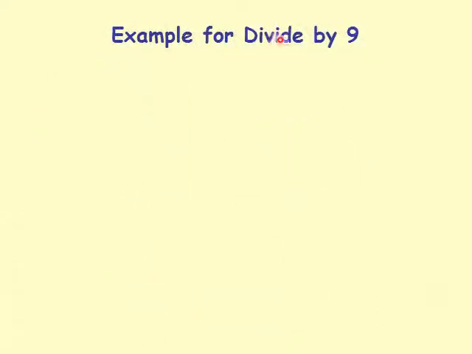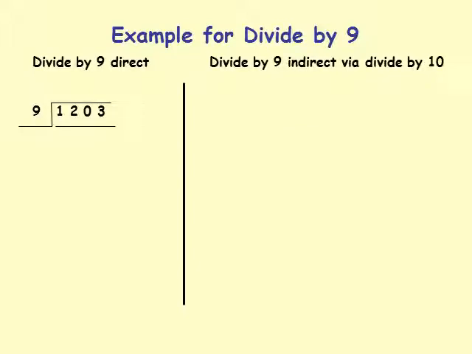Let's do an example for divide by 9. We are going to divide directly by 9 and also indirectly by 9. Let's continue here. We get 1203. That's my dividend to be considered, and 9 is my divisor. Okay, let's continue. We'll set up the same problem in the indirect method. In the indirect method, we are going to divide by 10 to achieve a result of divide by 9. Same problem. Dividend is 1203 and divisor is 9, which has a deficiency of 1 from the chosen base of 10.